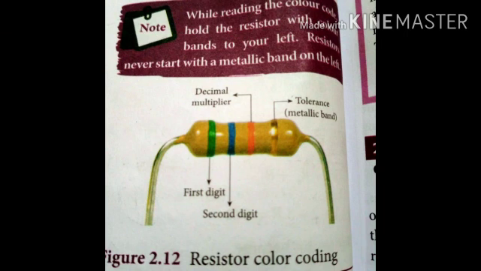Next one, color code for the carbon resistor. These resistors are inexpensive, stable and compact in size. It is used to find the value of the resistance. The first two colors mention the digits, the third color mentions the decimal multiplier, the last color mentions the tolerance.